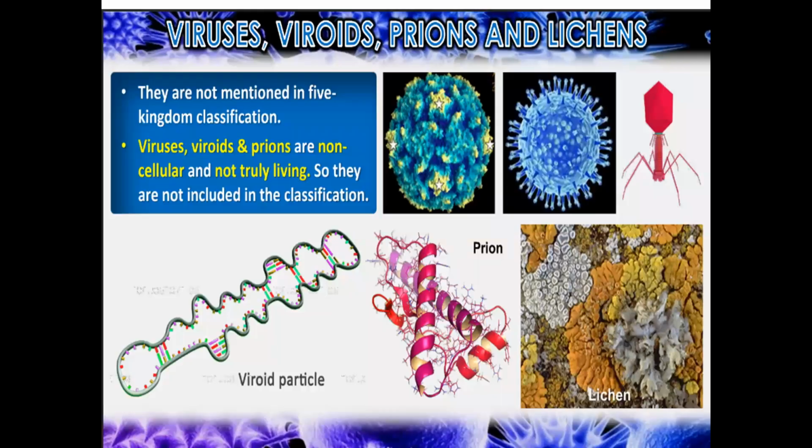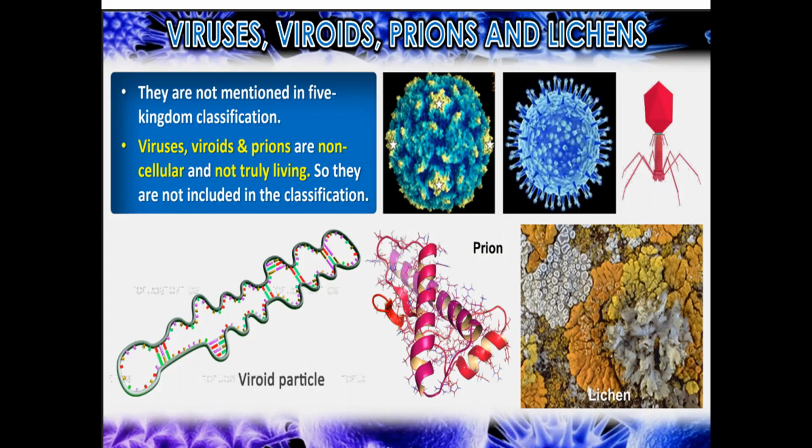Okay, so viruses, viroids, prions, and lichens are not mentioned in the five kingdom classification. Especially viruses, you will see they are not mentioned. Why? Because viruses, viroids, and prions are non-cellular and not truly living. They don't have a proper cell.